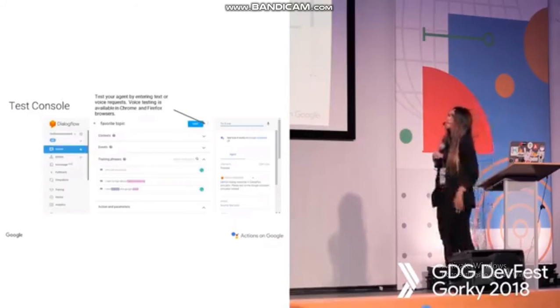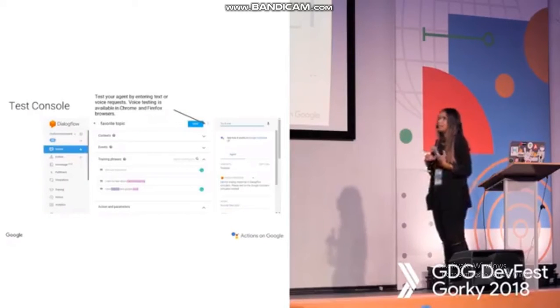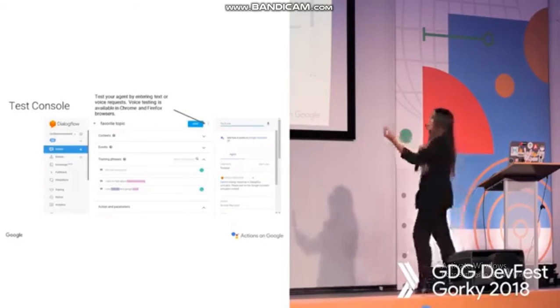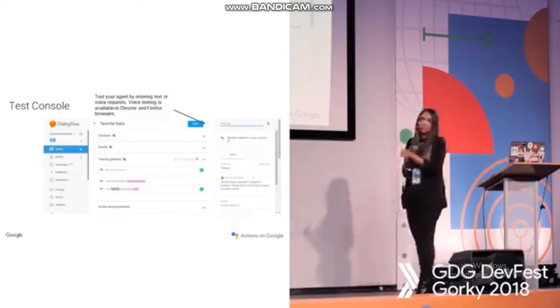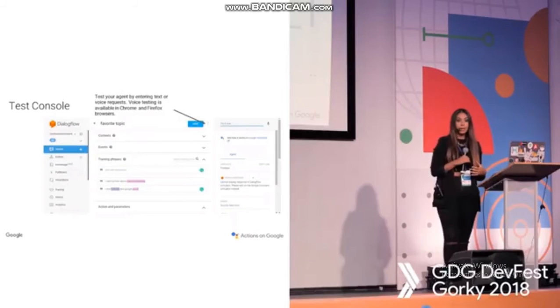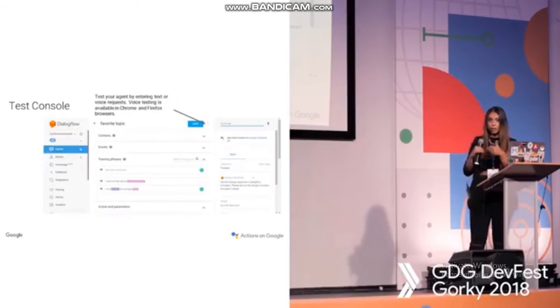And then what you have is a chance to test, basically, what you've been doing in Actions on Google directly with Dialogflow. So what we're going to do now is do some testing and show you how you basically can create your action.